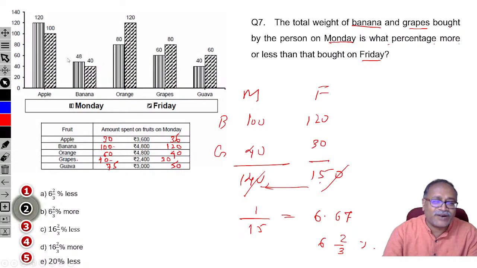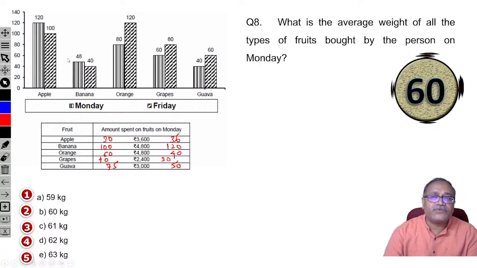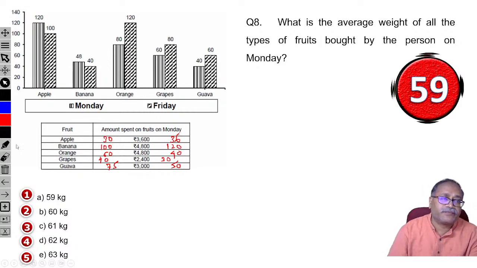Well done. Let's move forward, because without data interpretation we cannot survive in the competition world. We will have 10 questions. In banking exams, PO, you will have almost 20 questions from data interpretation. Your time starts now for this question.